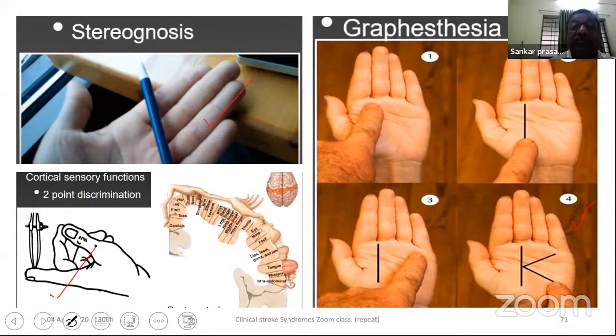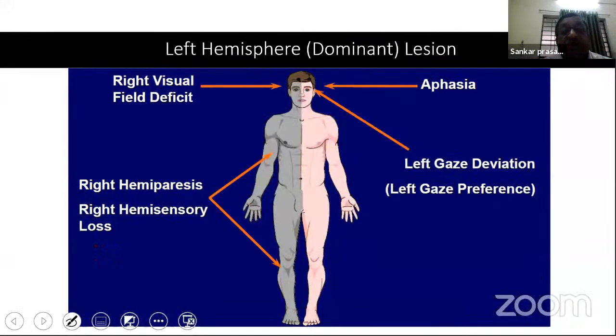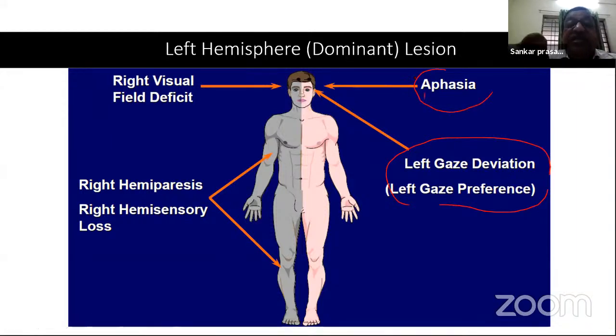So now we have broadly divided our functions into the left and right. The left hemisphere, a dominant hemisphere, and you got an aphasia, left gaze deviation, that is a gaze preference, and because of the right visual field defect, right hemiparesis, right hemisensory loss. So this is a left hemisphere lesion. The dominant hemisphere lesion, whenever there is a speech defect, there is right hemiparesis. So importantly, whenever right hemiparesis is there, you have to conduct aphasia testing.